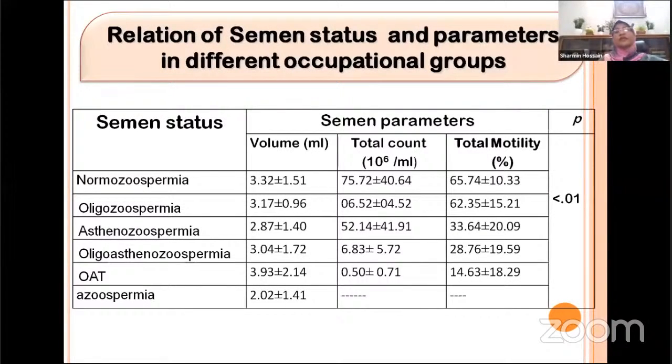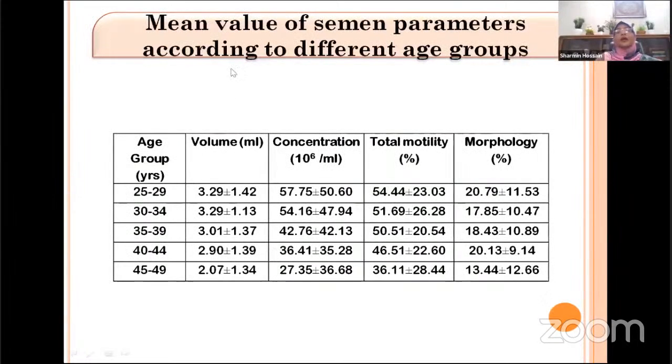The relation of semen status and parameters in different occupational groups is shown here. This table is showing the relation of the semen status with volume, total count, and total motility, compared with occupational groups, and all the tests showed significant results for volume, count and total motility, but no significant result we got for morphology.